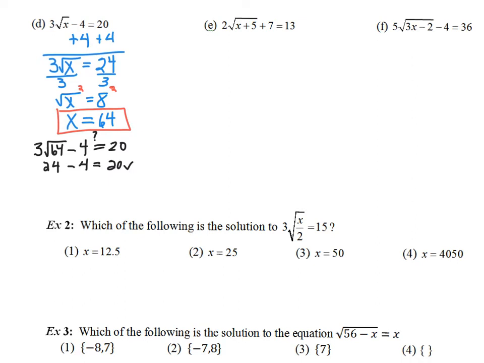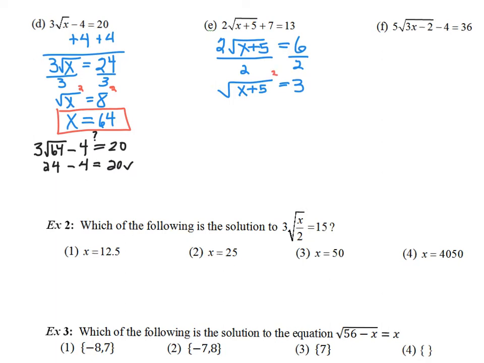But I do need to check that one solution because occasionally there will be solutions that don't check in the original. So, trying part E, let's subtract 7 from both sides of our equation so that I can begin to isolate the radical on one side of the equation. Let's divide both sides by 2 so that I have the square root by itself. So the square root of x plus 5 is equal to 3.